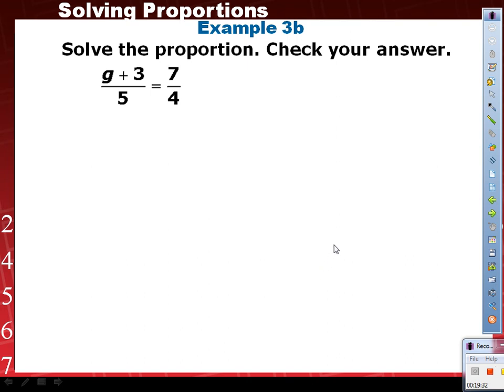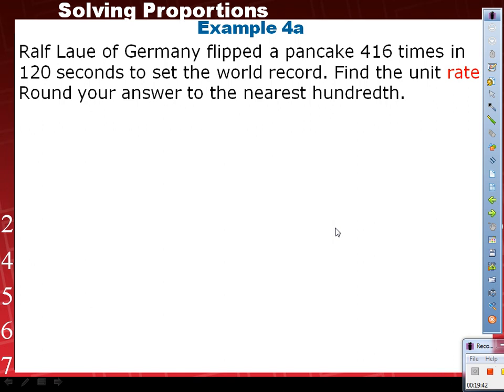Before we crank it up a notch, let me take a little side step. Let's go to something that we call, once again, unit rate. So watch. Don't copy this. Just pay attention. It says, Ralph Lau, Germany, flipped a pancake 416 times in 120 seconds.